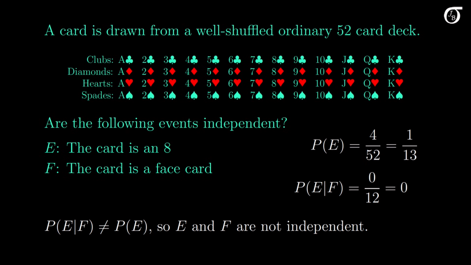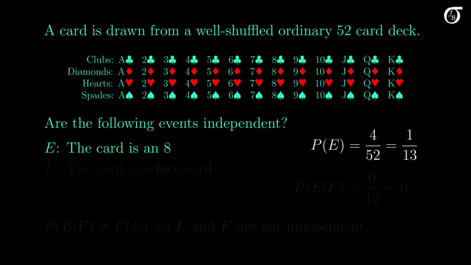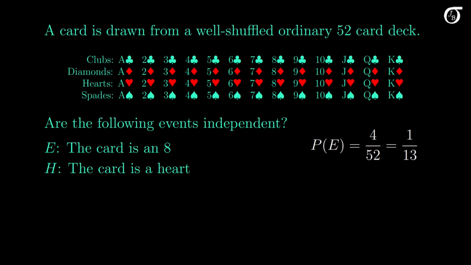Another way to think of that is that the probability of drawing an 8 from among the face cards differs from the probability of drawing an 8 from among the non-face cards, and vice versa. Now suppose we have a similar situation, where event E is still the event we draw an 8, but now we have event H, representing drawing one of the hearts. Are these two events independent? They are in fact independent, as the information the card is a heart doesn't change the probability the card is an 8. The 8s are equally represented among the hearts and the non-hearts. But let's see how we'd show that formally using the same method.